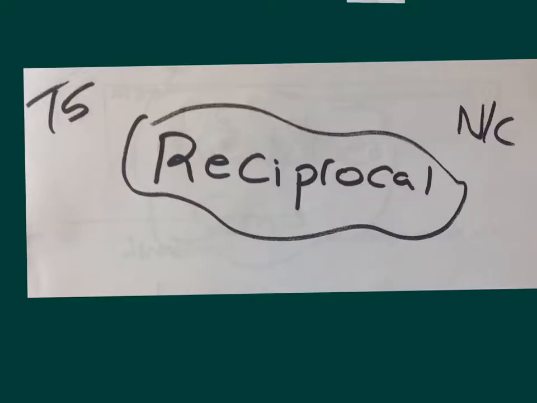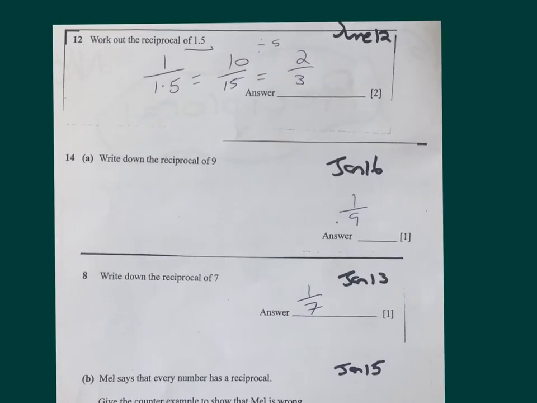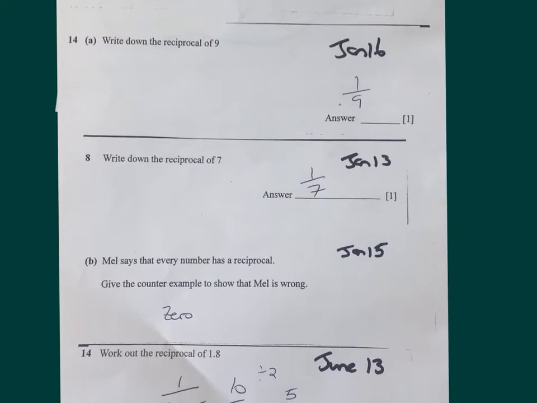Next topic is reciprocals, and I'll do this now. I'll just shorten this down and we bring the reciprocals topic up here, the questions. First one, reciprocal of 1.5 is 1 over 1.5, which is 10 over 15, 2 over 3. Reciprocal of 9, fairly straightforward, 1 over 9. Reciprocal of 7, 1 over 7.